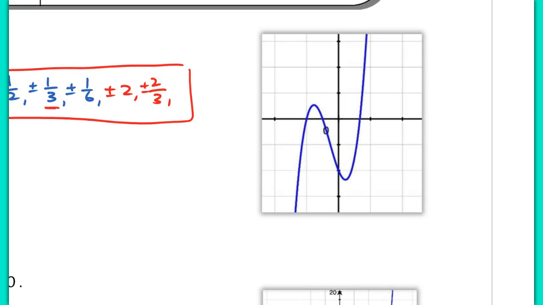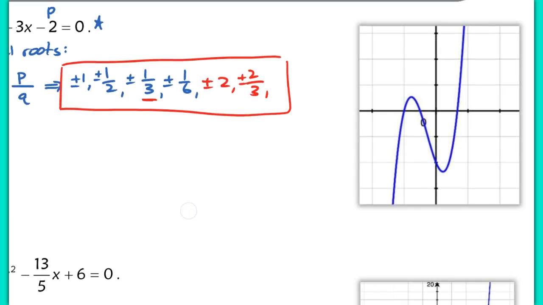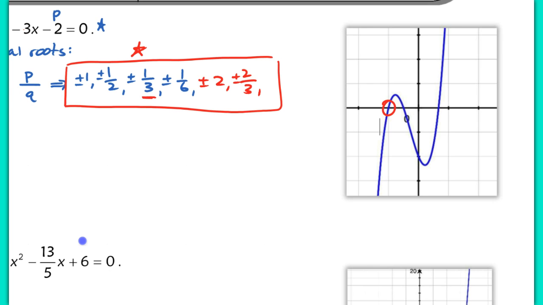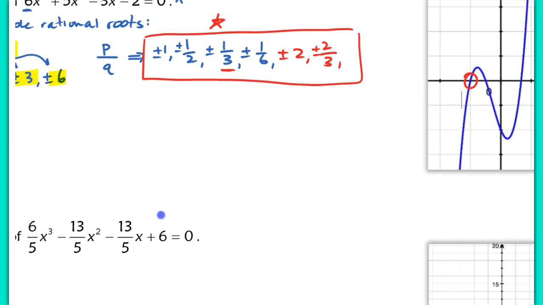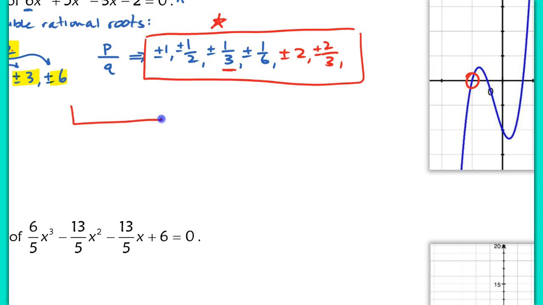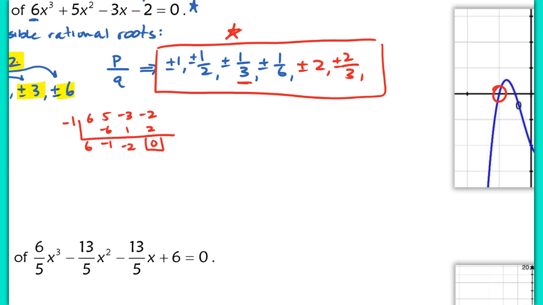So I'm going to come over here now that I know what my possible rational roots are, because you will be required to be able to list all of the possible rational roots. But now that I have a graphing calculator, I can kind of guess exactly which one it is. So I noticed that I have one that looks like it's at negative 1 here. So you would graph this in your calculator, you would find an approximate root, and then you would test. And when I do that with negative 1, I do end up with a root at negative 1.